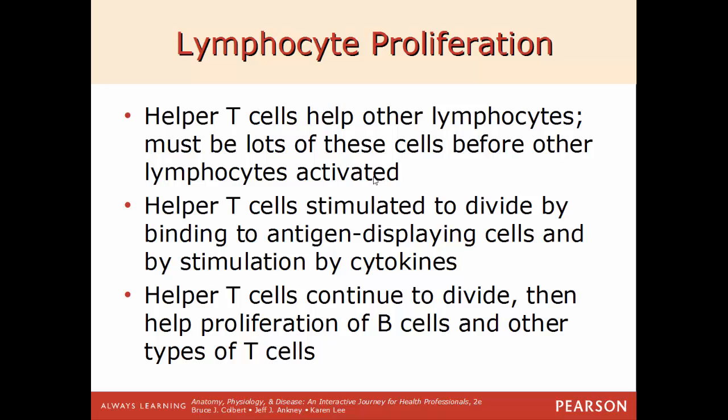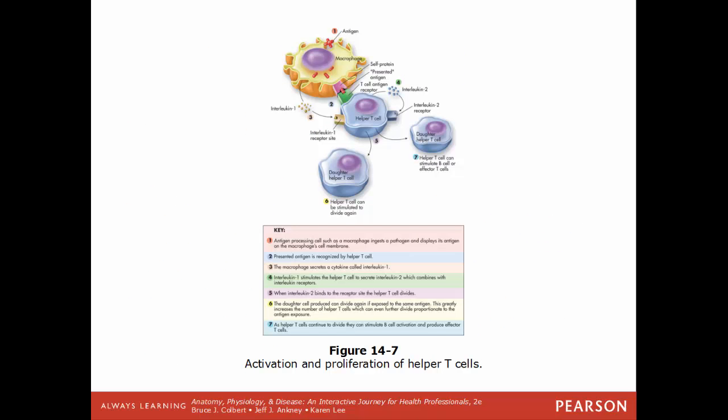So if these helper Ts are not present, then they can't activate other lymphocytes. They can't activate the B cells, and it's the B cells that actually will make antibodies. So certain diseases that affect the helper Ts, such as AIDS, for example, that's why that disease is so destructive. It's taking out the key component of your immune system, the helper Ts. Okay, and here's how that works.